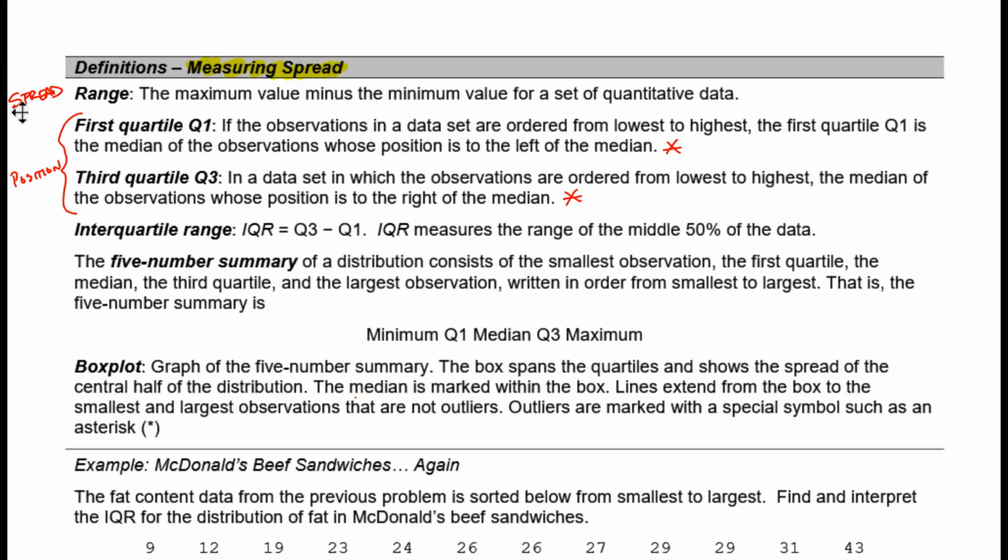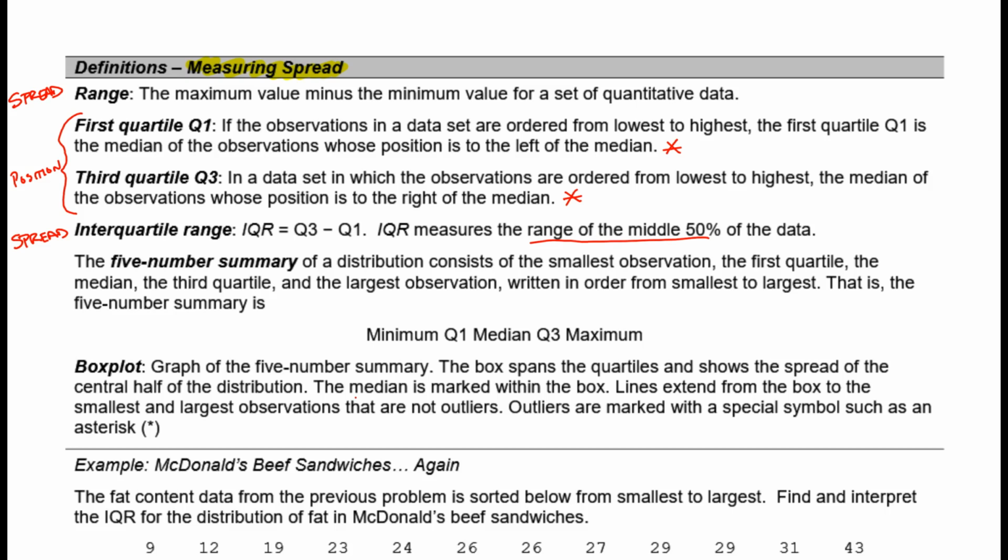All right, back to these definitions. The next definition we have is interquartile range, or IQR. That's abbreviated IQR, and again, that's a measure of spread. And what it tells us is the range of the middle 50% of the data. We find that by taking the value for Q3 and subtracting Q1. It's a very simple calculation.